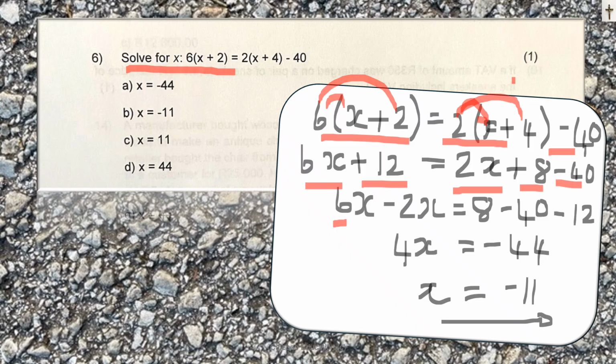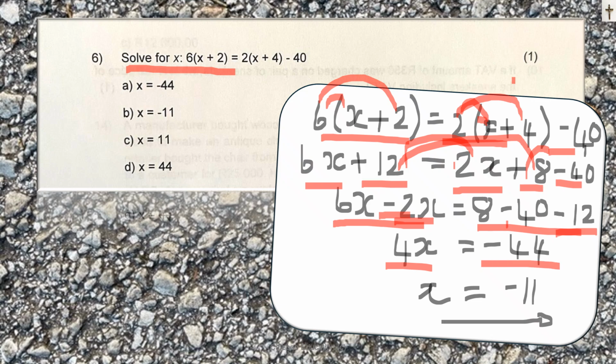Now what we do is we get the x's on one side and the constants on the other side. So we took that 2x across and it became minus 2x. When a term goes across, or a constant goes across the equal sign, the sign changes. So 6x minus 2x is equal to 8 minus 40, and when the 12 goes across, it becomes minus 12. Then if we simplify, 6x minus 2x is equal to 4x. 8 minus 40 minus 12 is equal to minus 44.